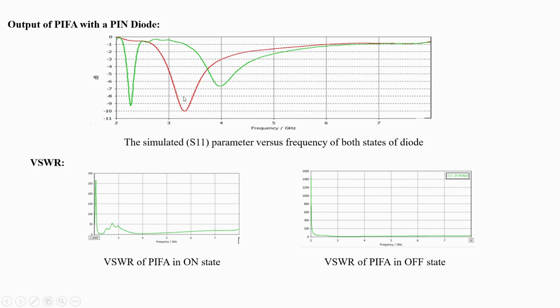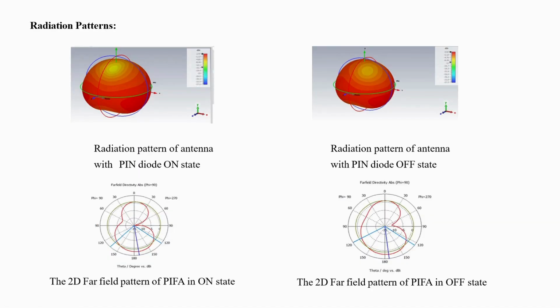Whenever the PIFA antenna with the PN diode is in the on state, the antenna resonates at two frequencies, 2.2 GHz and 4.4 GHz. Whenever it is in the off state, it resonates at only 3.3 GHz, which is almost the same as the antenna with no diode. And the VSWR, voltage standing wave ratio, of both states is given in the following figures, and it indicates both of the values are less than 2.